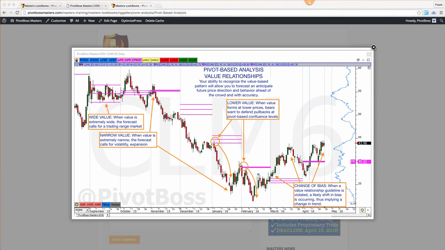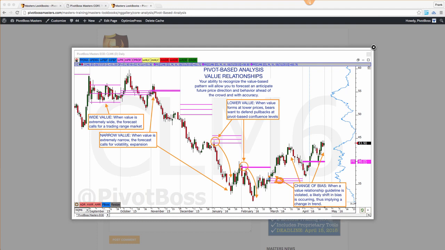With a change of bias, here's what usually happens. This one's not a perfect example, but they never are. What usually happens is you have a lower value relationship that forms, from here and down to here. So the first thing I look for is if this relationship closed lower, or is going to be lower, then price in the previous month needs to be below the upcoming projected pivot range.